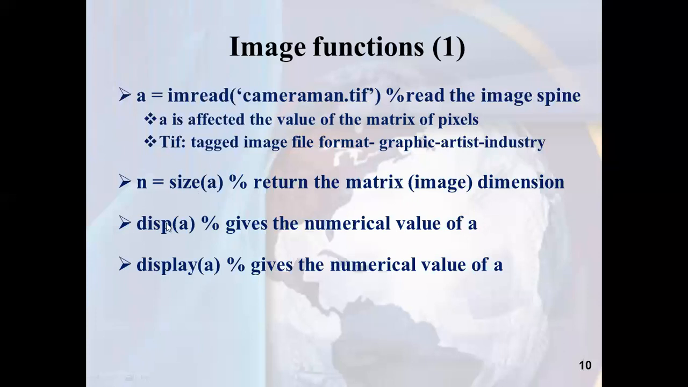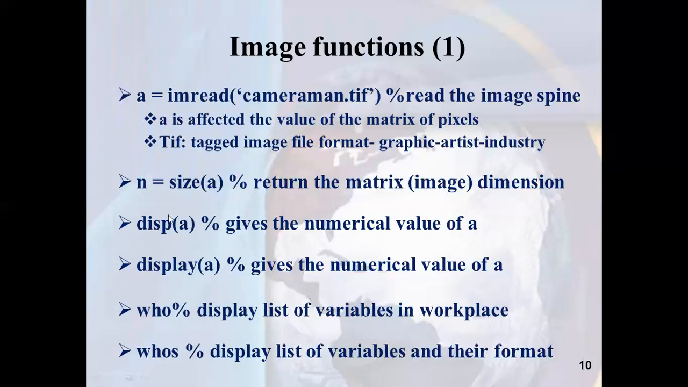Display: this function returns the numerical value of a variable. If A is a variable that takes 1 value, it returns this value. If A is a vector, it returns the values of the different elements of the vector. And if A is a matrix, it returns the different values of the elements of the matrix.